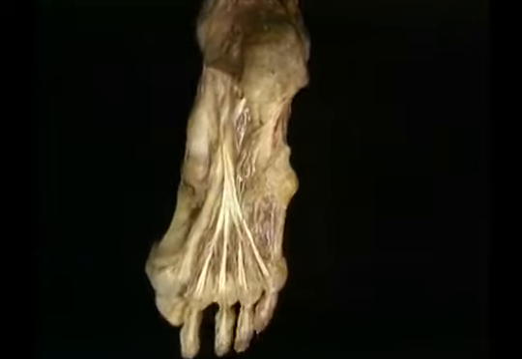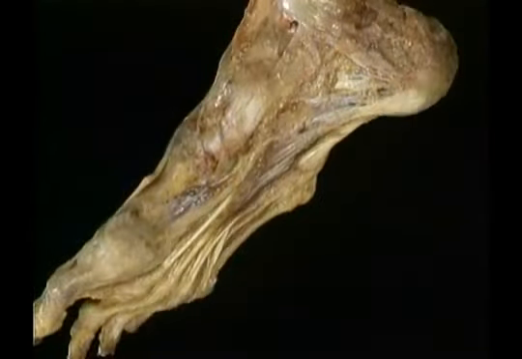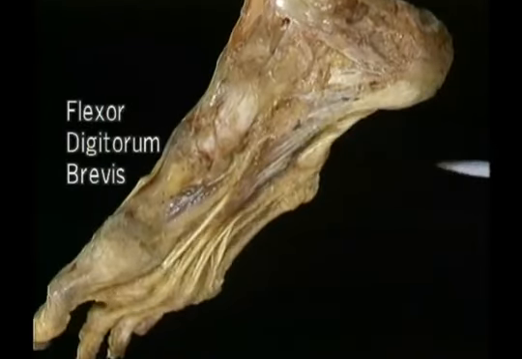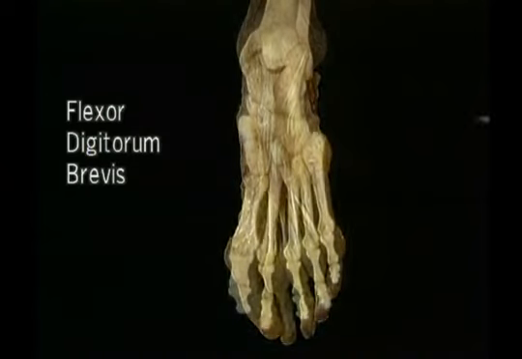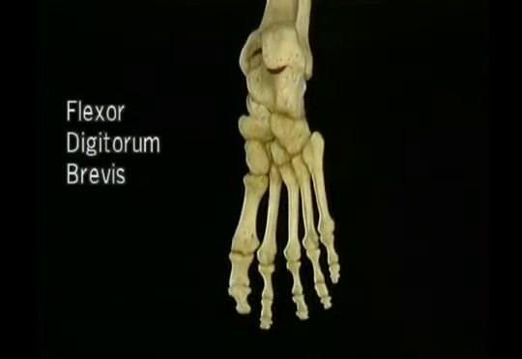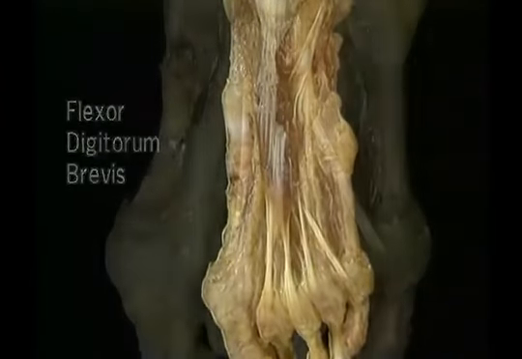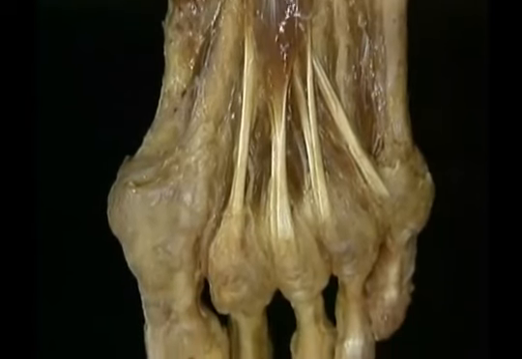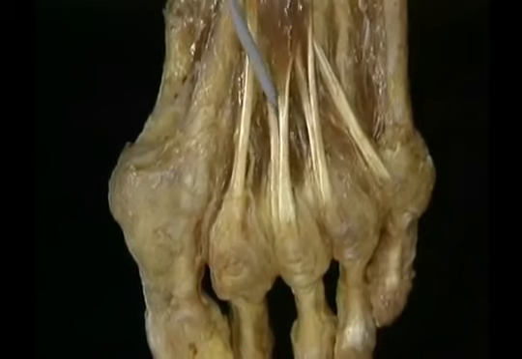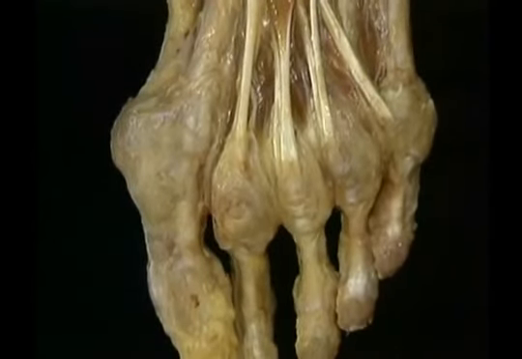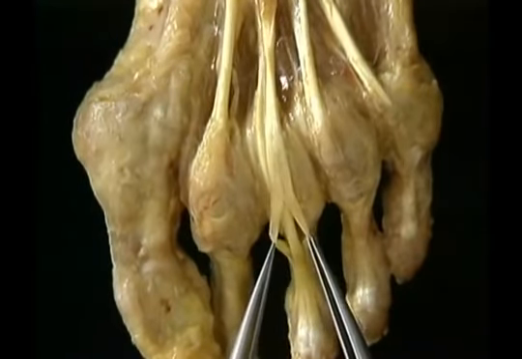Now we'll add flexor digitorum brevis to the picture. Here it is again. Flexor digitorum brevis arises from here on the calcaneus. Flexor digitorum brevis divides to form 4 tendons. Each of these enters one of the tendon sheaths, along with a tendon of flexor digitorum longus. Inside the tendon sheath, which we'll remove, the brevis tendon splits into 2 halves, which encircle the longus tendon.